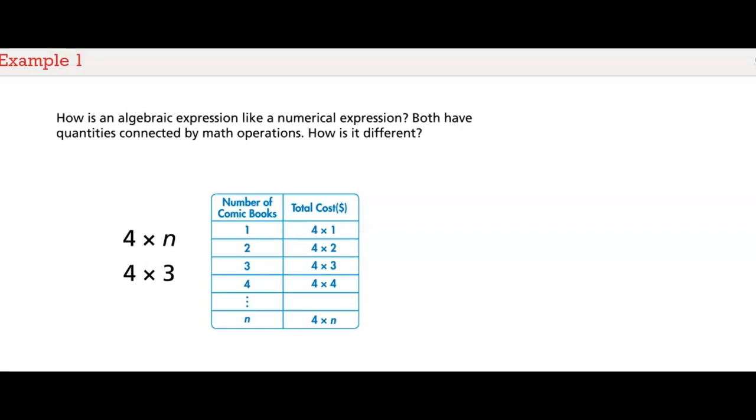How is an algebraic expression like a numerical expression? Both have quantities connected by math operations. How is it different? Algebraic expressions use variables to represent unknown quantities. Numerical expressions do not have variables. All the information is known.